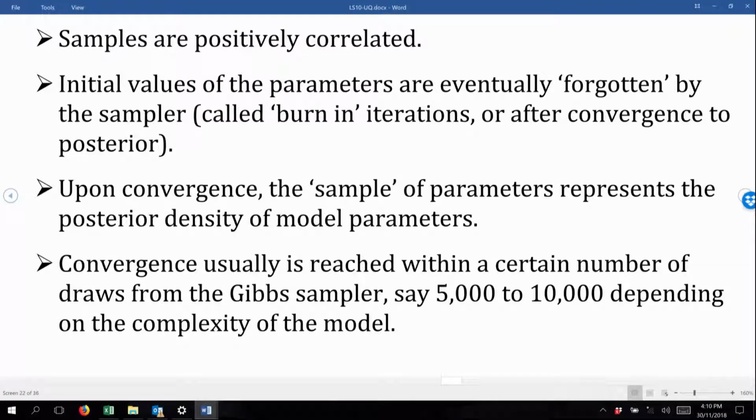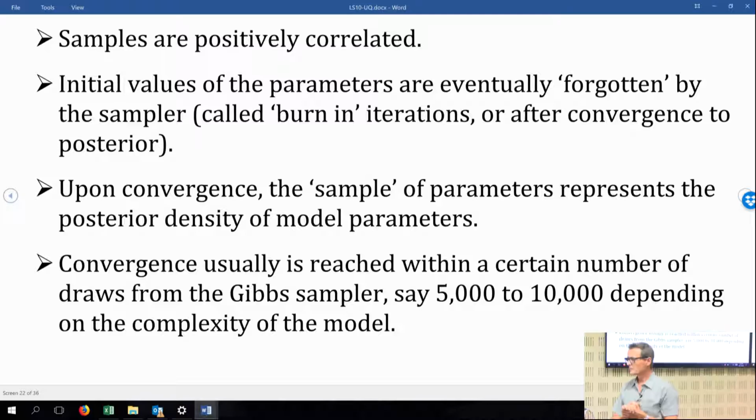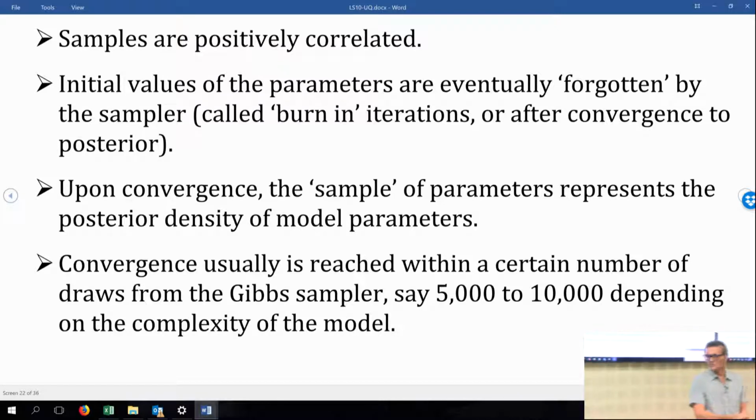Samples are positively correlated, so each sample, if we look at them over time, would be correlated. And upon convergence, the sample of parameters represents the posterior density of the model parameters. So this process meanders all over the place in the beginning. Our estimates of the betas could be really wildly wrong. And it's trying to find its way to settle in on the parameter.